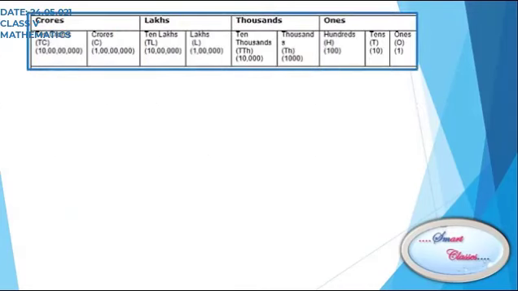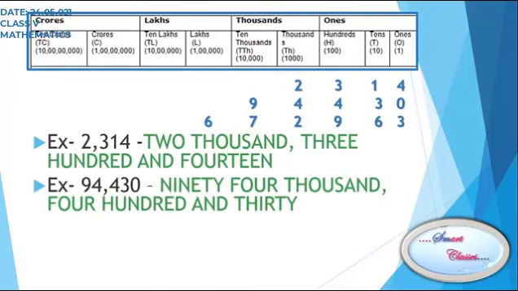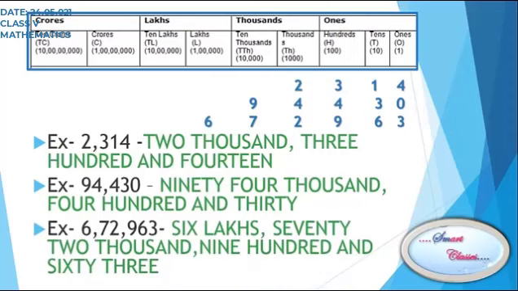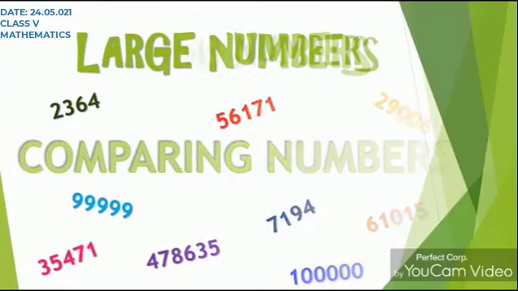The first one, 2,314. Second example, 94,430. And the last one, 6,72,963. Remember, we should know all the concepts of place value chart because this is very important to understand this topic clearly. How to compare numbers?